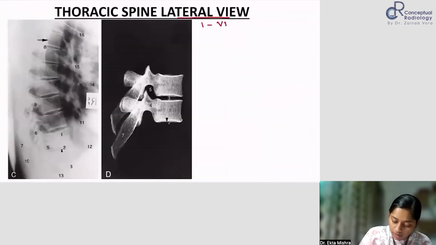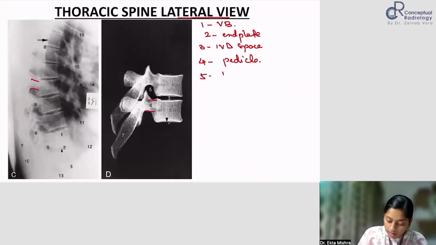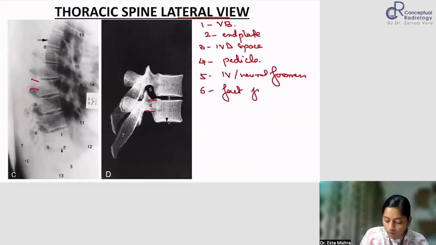So first is the vertebral body. Second is the inferior end plate of the vertebral body. Third is again the disc space. Fourth is pedicle. See how beautifully we see it on a lateral part. The pedicle. Fifth is intervertebral or neural foramen. Sixth is the facet joint, also called as epiphyseal joint.